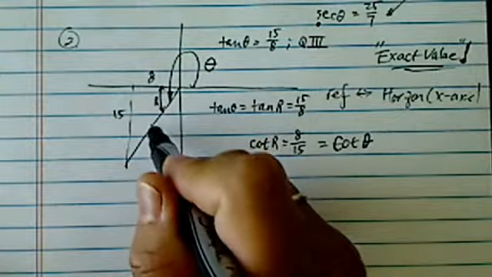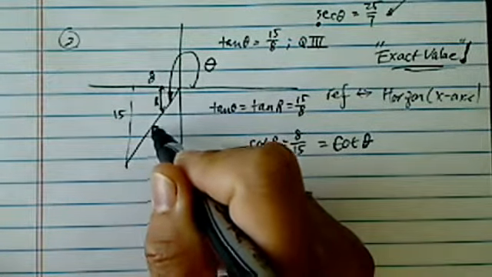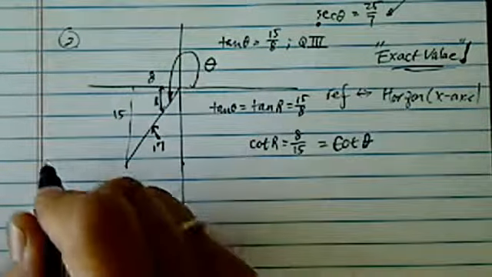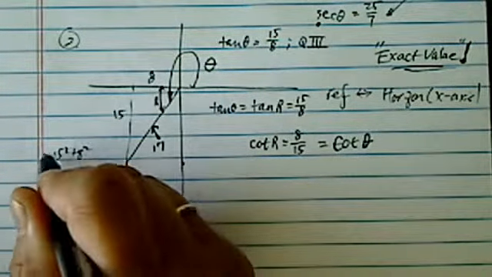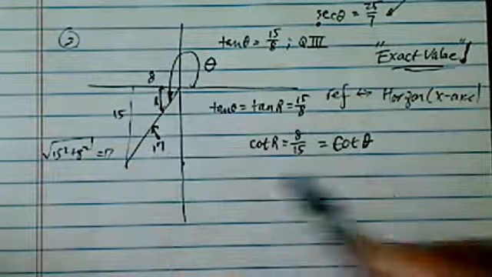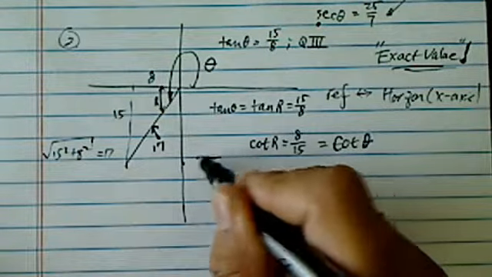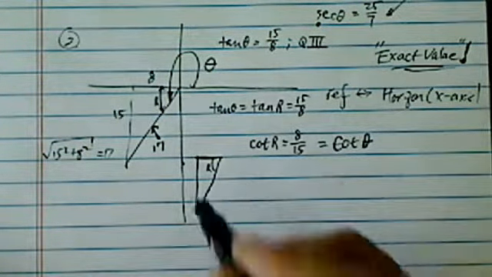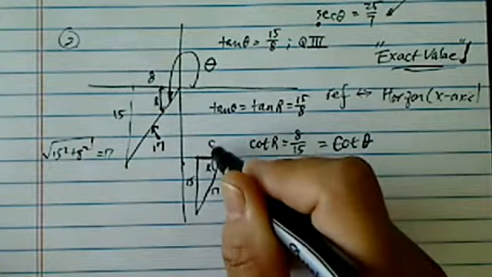So let's figure out the hypotenuse here first. It's 15 and 8. If you do the Pythagorean theorem, it's 15 squared plus 8 squared. Take the radical root. This is actually equal to 17. So I have a 17 here. My reference triangle looks like this. This is my reference angle. 17 here, 15 here, and 8 here.